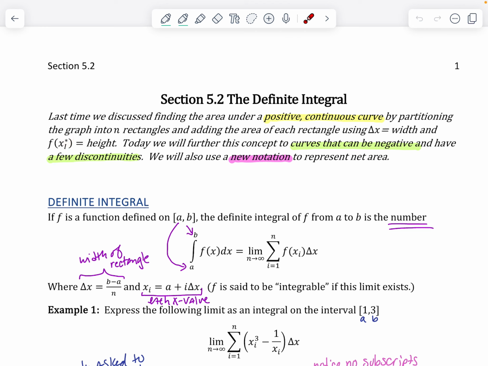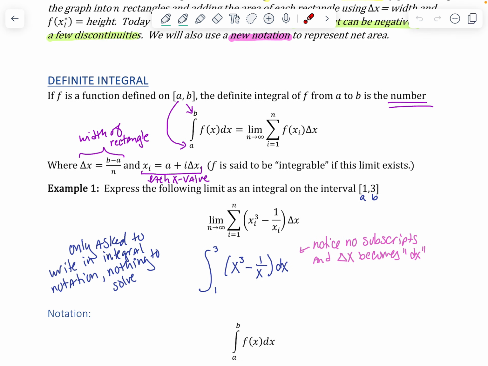So now what we're going to do is talk about curves that can have negative area, and there could be discontinuities, but what we'll focus on first is the new notation, where very specifically it's to represent the net area. So we'll begin with the definition of the definite integral.